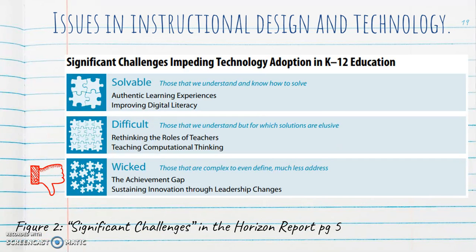Finally, we have another figure from the Horizon report that illustrates some of the issues in IDT as it relates to K-12 education. First, we have the more solvable challenges of providing authentic learning experiences and improving digital literacy to create better digital citizens. Next, we have the difficult to solve challenges of rethinking the roles of teachers in an increasingly digital world and teaching computational thinking. Finally, we have the wicked to solve challenges of closing the achievement gap and sustaining innovation through leadership changes.